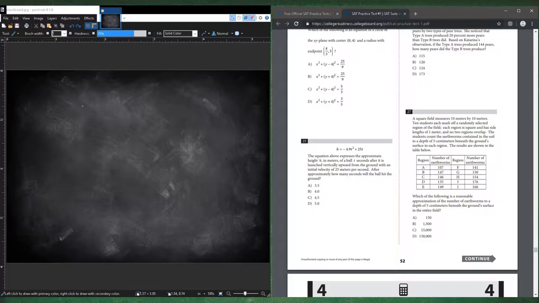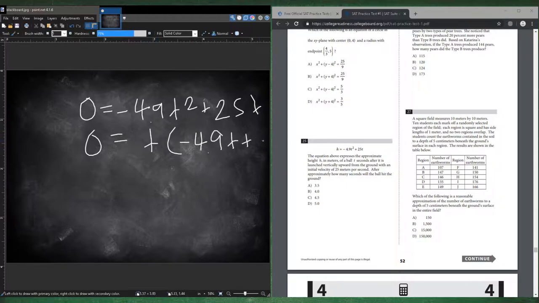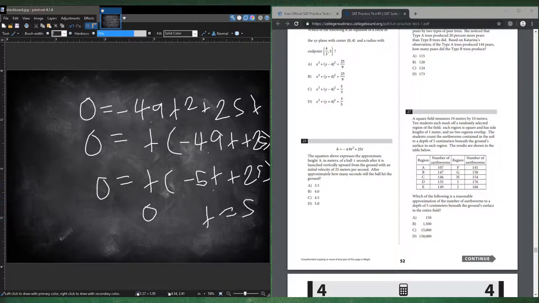So we want to find when h is equal to 0, because that's the height when it hits the ground. So that's equal to negative 4.9 t squared plus 25 t. So I'll factor out the t from both, which makes t times (negative 4.9 t plus 25). Since 4.9 t is really close to 5, I'll just do a rough estimation and say this is negative 5t plus 25. So this equation is equal to 0 if t is equal to 0 or t is equal to 5, because negative 5 times 5 is negative 25 plus 25 is 0.